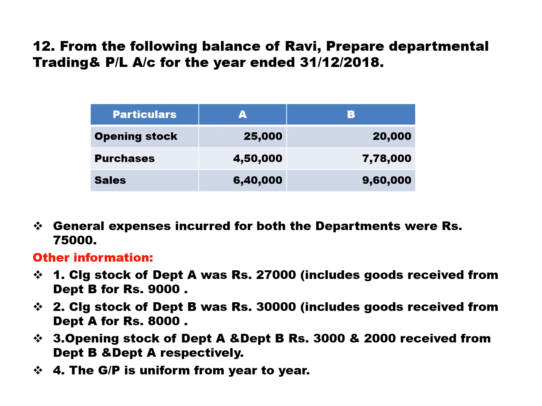Closing stock of department B was 30,000. This 30,000 includes goods received from department A for 8,000, so it's already included. Then we have opening stock of department A and B, 3,000 and 2,000 received from department B and A respectively. These are called interdepartmental transfers, which are already included in the respective opening stock and closing stock of the departments. Then the gross profit is uniform from year to year. It's only information given, so it doesn't have any impact on our answer.